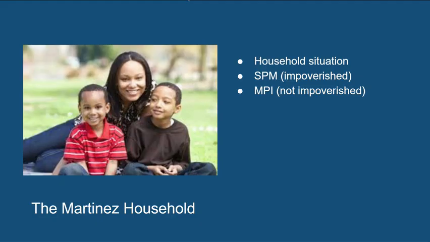In conclusion, the poverty tools define the household differently because the SPM focuses on economic struggles due to income and cost of living, while the MPI focuses on deprivations in key areas of life.